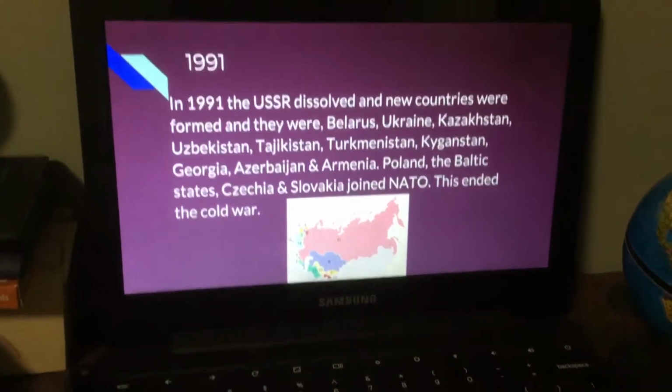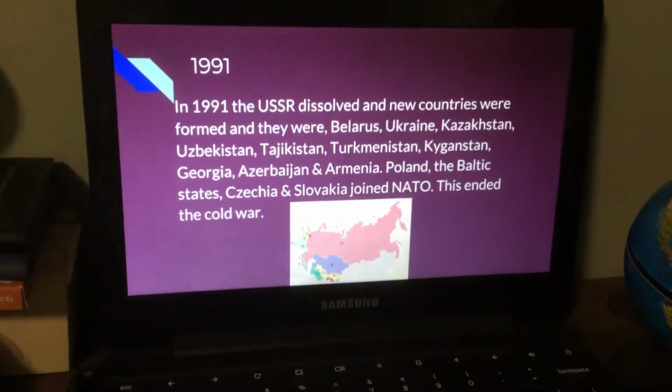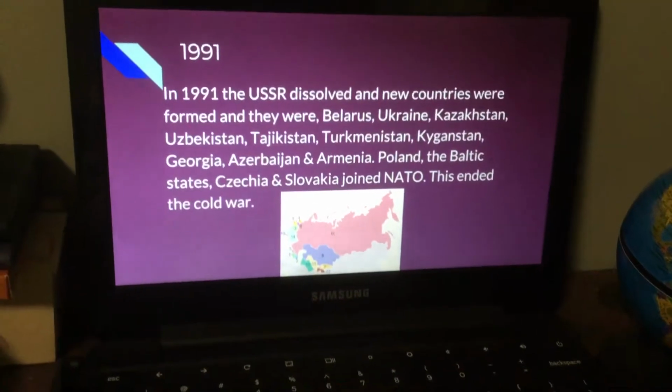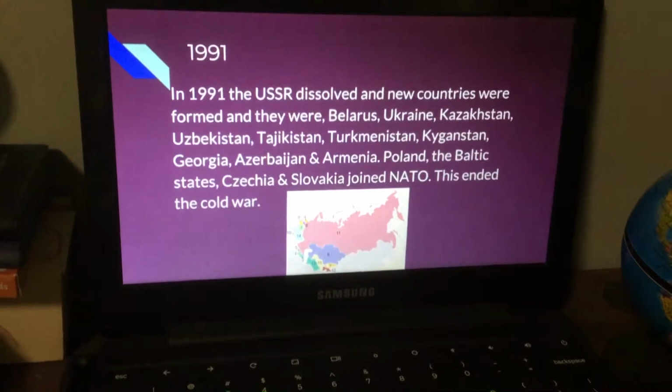In 1941, the USSR dissolved. There were new countries: Belarus, Ukraine, Kazakhstan, Uzbekistan, Tajikistan, Turkmenistan, Georgia, Azerbaijan, and Armenia. Poland and the Baltic states, Czechia, and Slovakia joined NATO. This ended the Cold War.